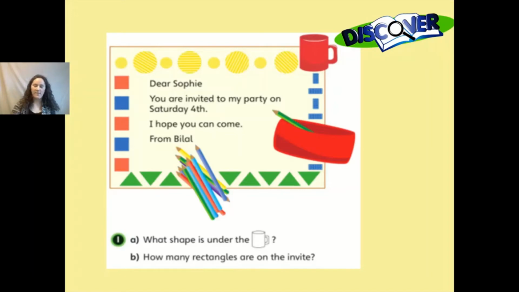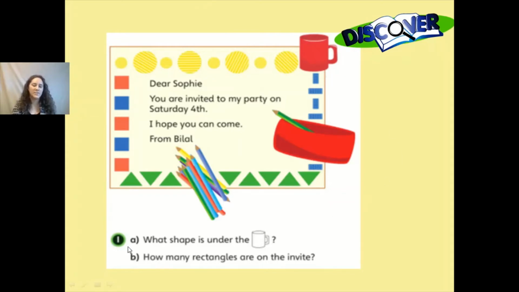Do you know what shape it would be? Let's find out together. I'm going to go through my pattern. Small circle, big circle, small circle, big circle, small circle, big circle, small circle, big circle. What would be next? That's right, a small circle would come next. That's what must be under my mug.